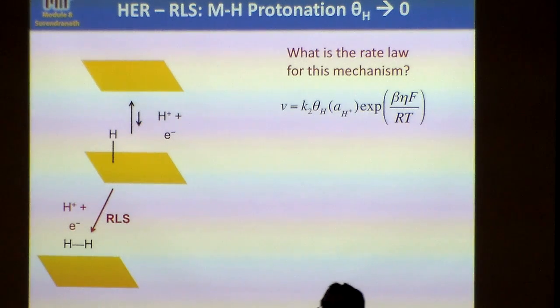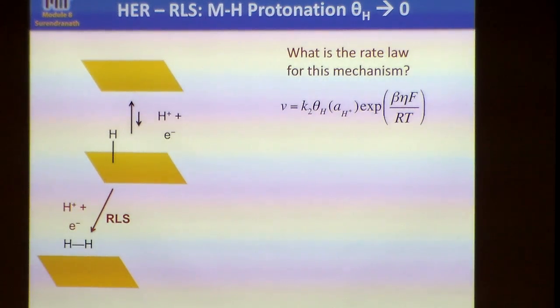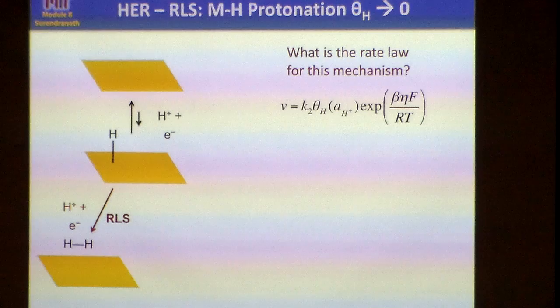When I write any rate law in a multi-step sequence, the strategy is always the same. I begin with the rate limiting step, and I write a rate expression for that. Then I rewrite those terms in that rate limiting step in terms of the starting materials or the resting states of the catalytic cycle, right? We're going to do the same thing here, right?